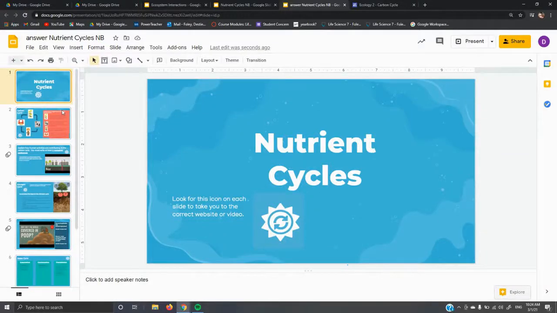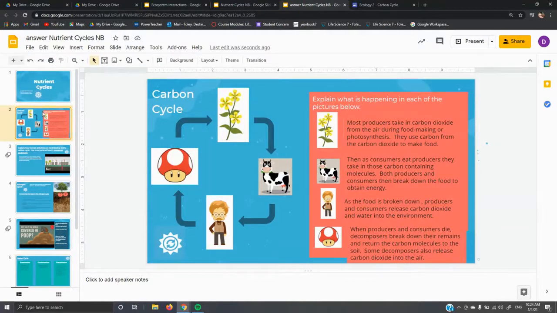All right, so this notebook is going over just the different nutrient cycles. First nutrient cycle we're going to start with is going to be on slide 2. That is the carbon cycle. The carbon cycle is the cycling of carbon, and here are the main participators in the carbon cycle.